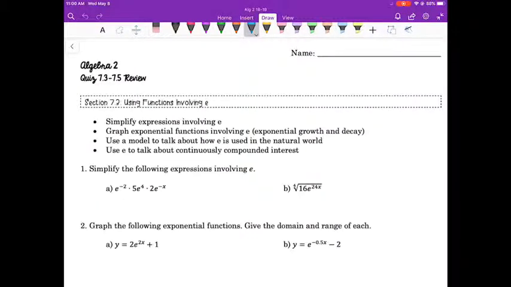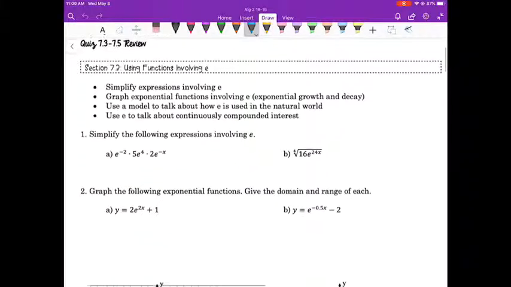Hi there, Algebra 2. We are reviewing for a quiz covering sections 7.3, 7.4, and 7.5. You'll notice at the start of each new section on your review guide, we say what you need to be able to do from that section. So read through those objectives and make sure that you can check each of those off before you call it a night and call your studying done.